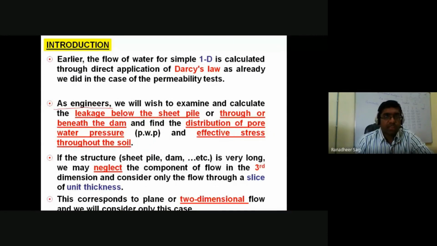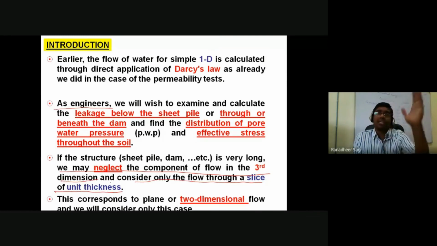If the structure we are dealing with is a sheet pile or a dam or whatever it is, which is relatively very long, that means the length of that structure is very long, we may neglect the component of flow in the third direction or third dimension, as I have already told you, and consider the flow to take place through a slice of unit thickness.